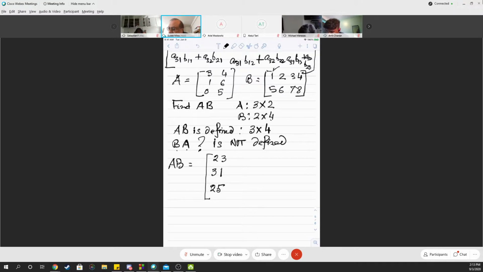Next. And now I have to play with this column. 2, 6, this column, this column, this column. 3 times 2 plus 4 times 6. 6 plus 24, 30. 2 plus 36, 30. 0 plus 30, 30.